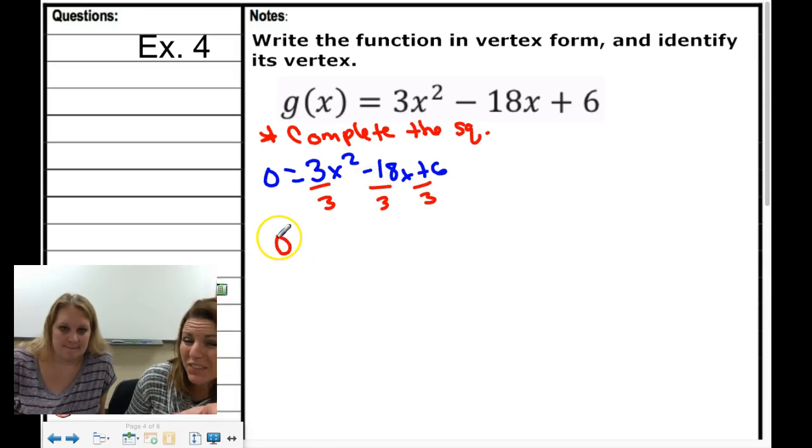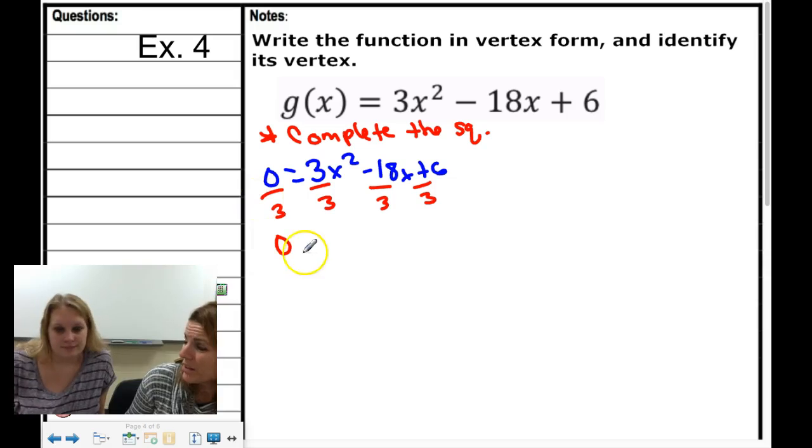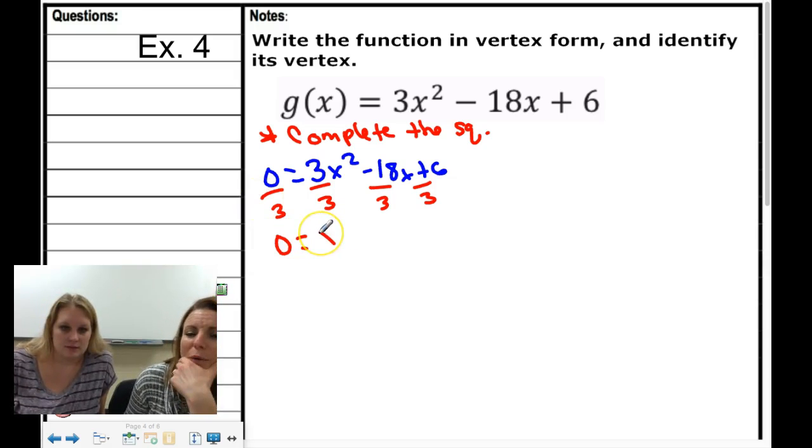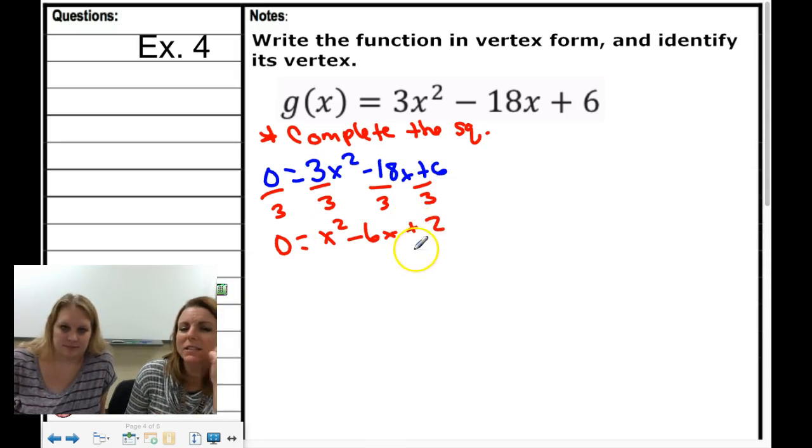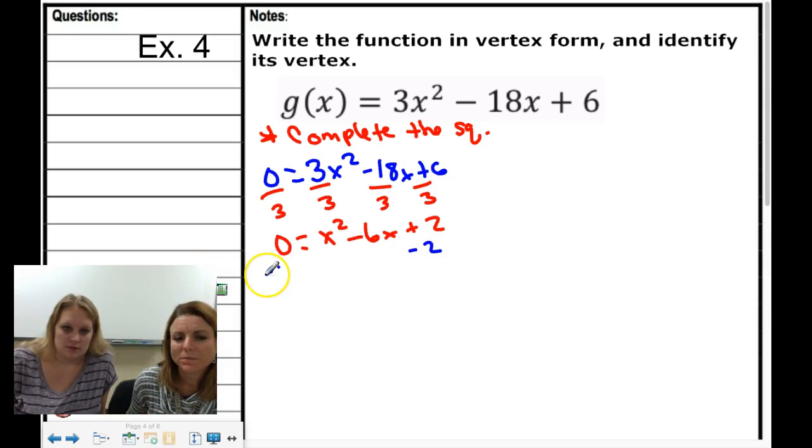And if you divide, you should show that we really are dividing the left side too. So now we have x squared minus 6x plus 2. Now we're ready. Now let's get the constants on one side. Subtract 2, subtract 2.